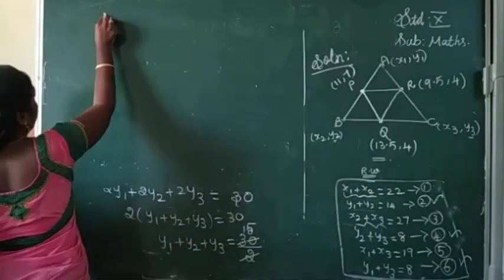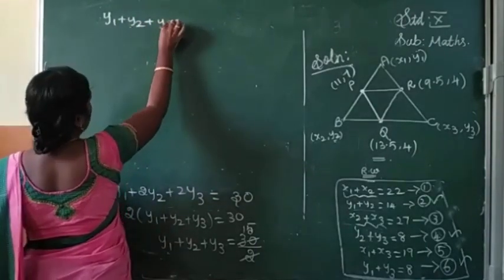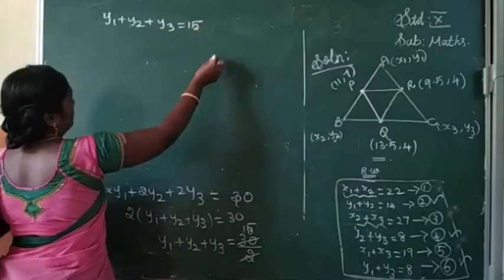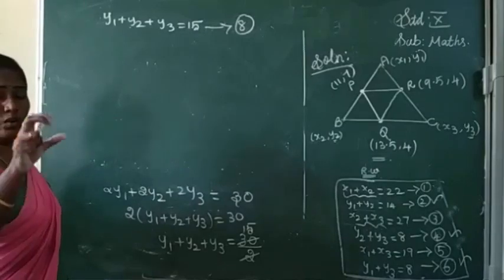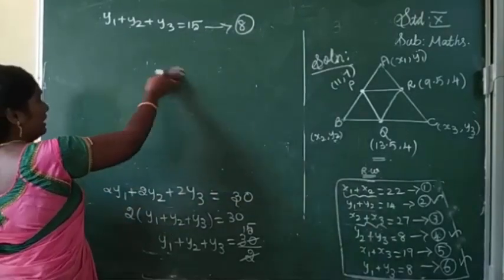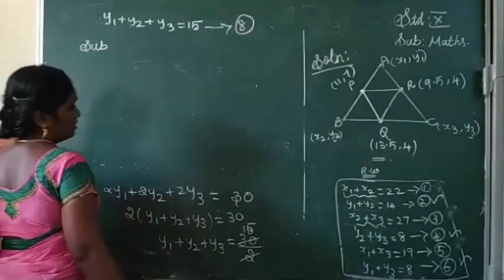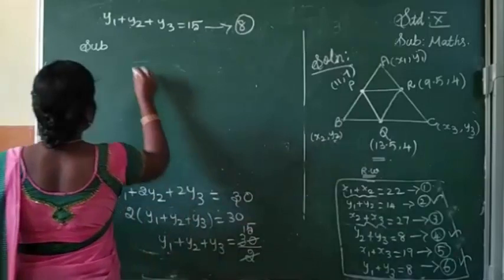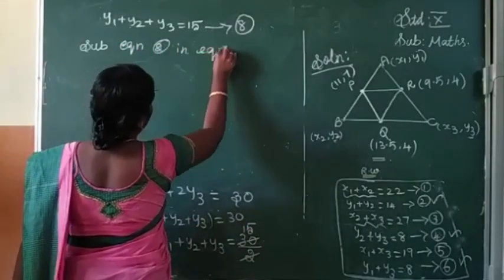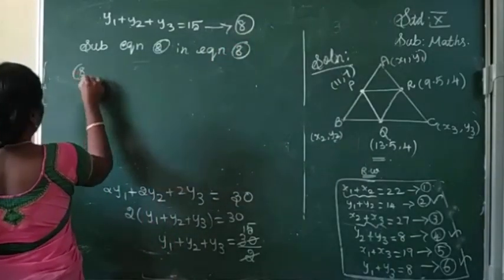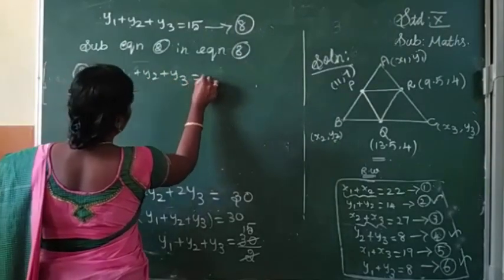So finally we got a new equation y1 plus y2 plus y3 is equal to 15. Take this as equation number 8. Now we take some equations. We are going to separately substitute those equations into equation number 8. So first write substitute equation 2 in equation 8. So first write the equation number 8. What is the equation 8? y1 plus y2 plus y3 is equal to 15.